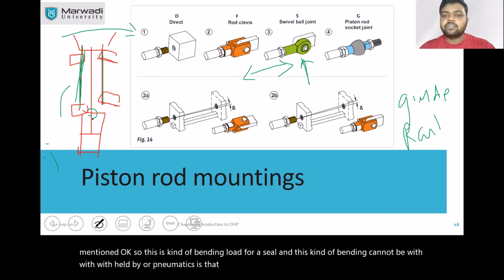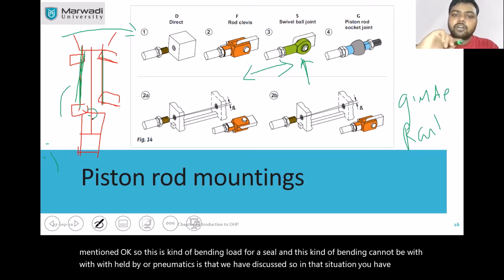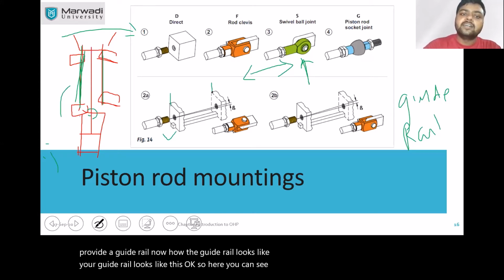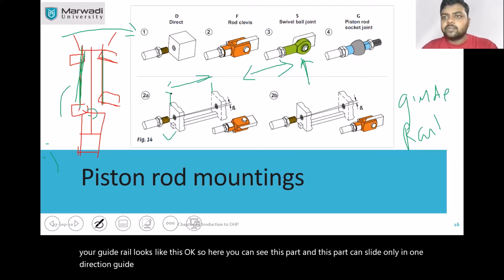So in that situation, you have to provide a guide rail. Now, how does the guide rail look? Your guide rail looks like this. Here you can see this part and this part can slide only in one direction. The guide rail provides a restriction to degrees of freedom.